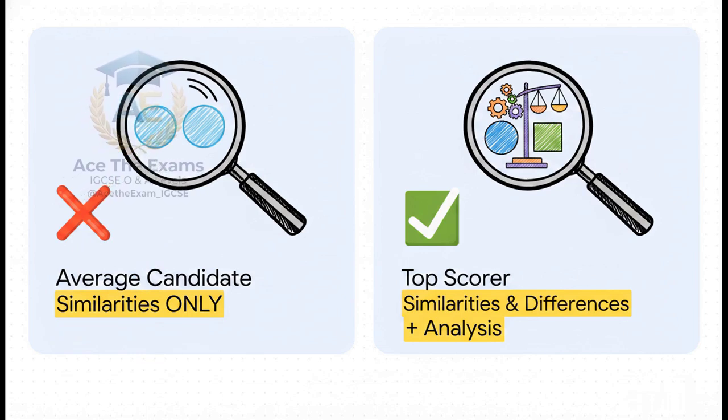You must identify both similarities and differences while explicitly using comparative connectives. Words like however, whereas, or conversely. Most importantly, you must use evidence to draw conclusions about relative importance. It's not just about what is different, it's about why that difference matters to the business in the given scenario.